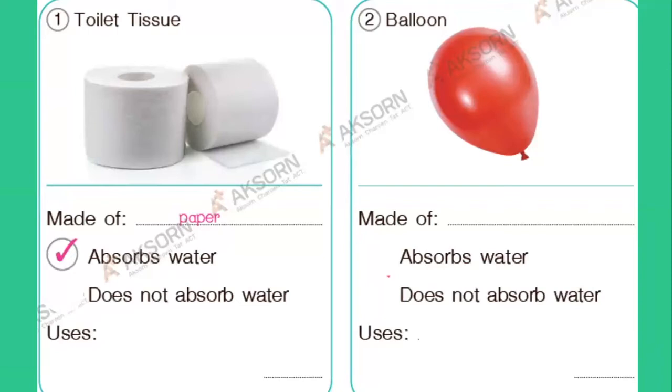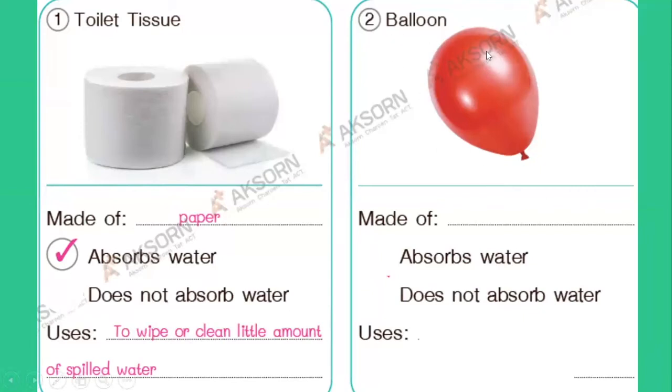And we can say that paper absorbs water. And where do we use our toilet tissue? To wipe or clean a little amount of spilled water. If we spill water somewhere, we use toilet tissue to wipe it up or clean a little amount of water. So this is how we use our paper tissue. Okay, second one, balloon. This is a balloon. Balloon is made of, everybody knows, balloon is made of, tell me please.